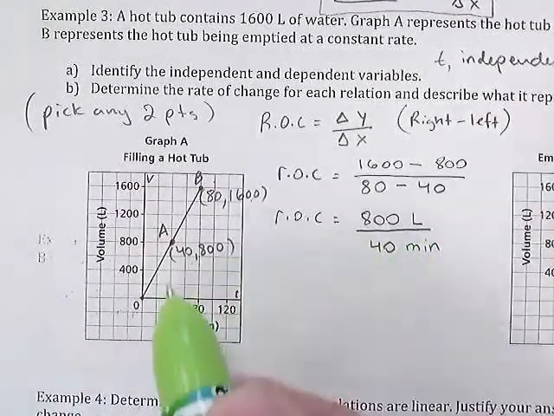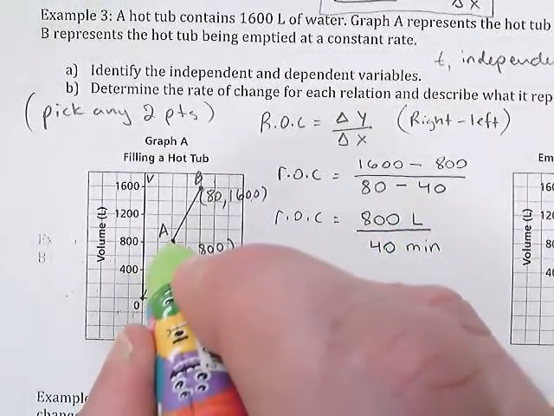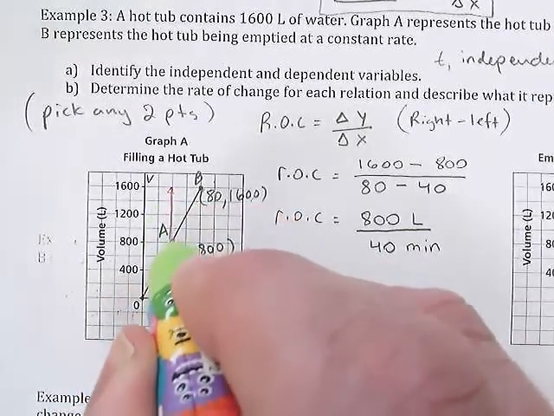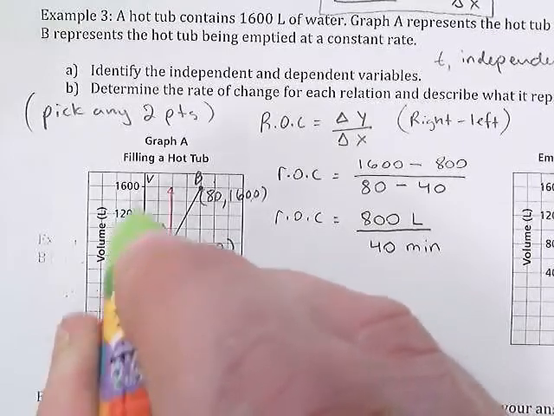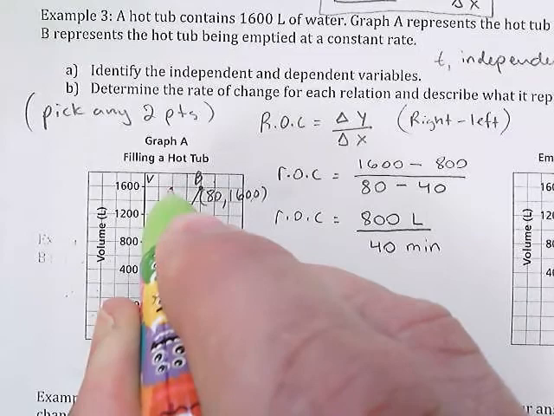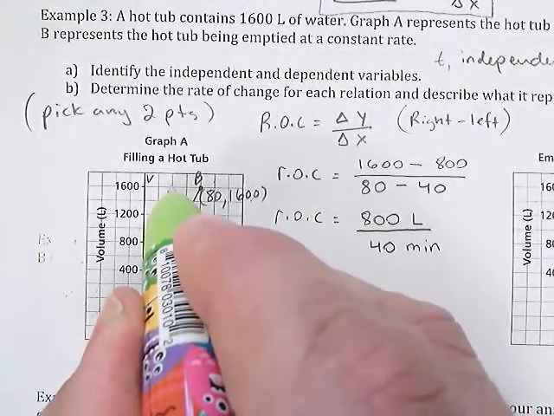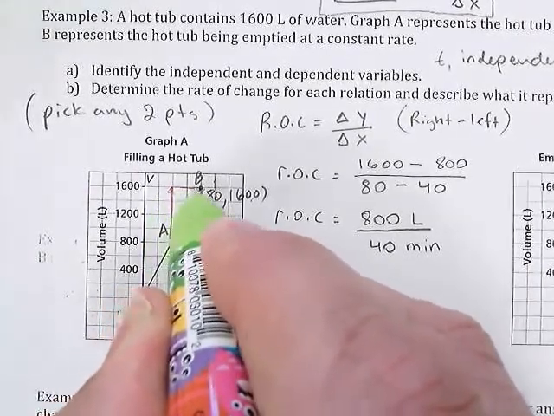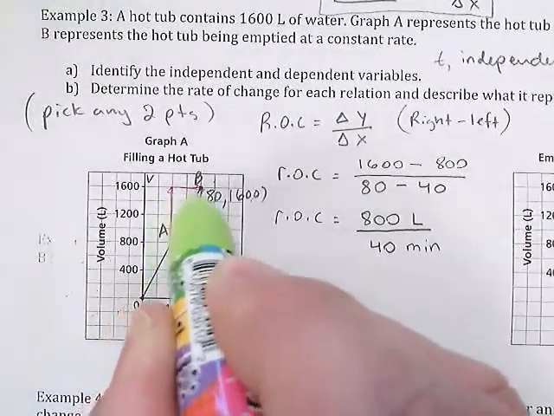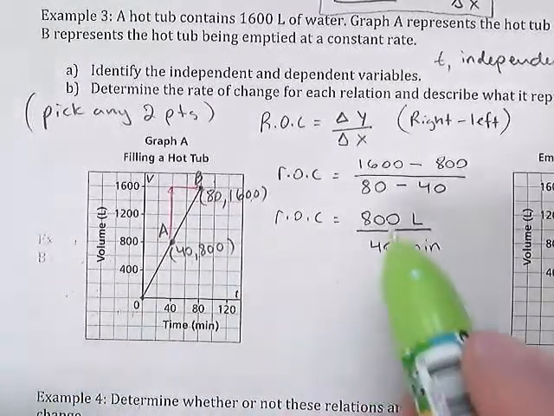800, how could we view that here? It's the change in the dependent variable. That is this right here. If you were to travel straight up, where you start here at 800 and go to 1600, it has increased by 800 liters. And then if you go from this corner down here, 40 and 80, 40 minutes have gone by during the 800 liter increase.